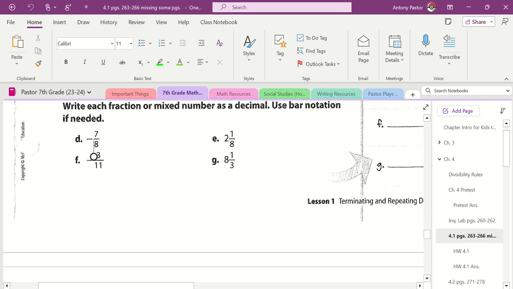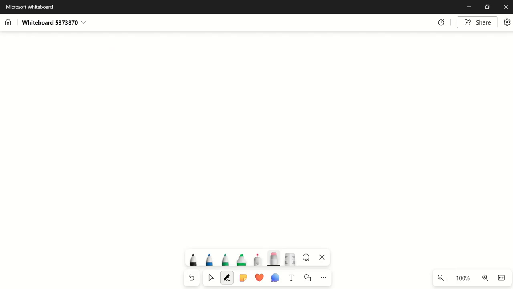And we have -3/11. Now, let's remember our decimal is going to start with a negative. -3/11 is going to be the same thing as saying 3 divided by 11.